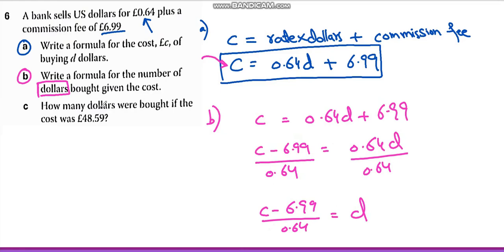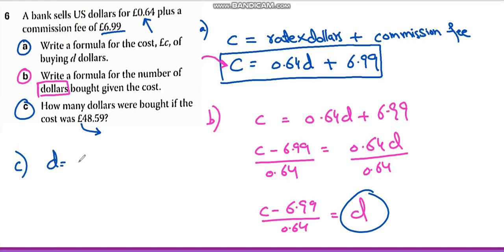In C part, how many dollars were bought if the cost was 48.59 pounds? Means we just need to substitute the value of this cost in terms of pounds to get the number of dollars. So let me do C part here.